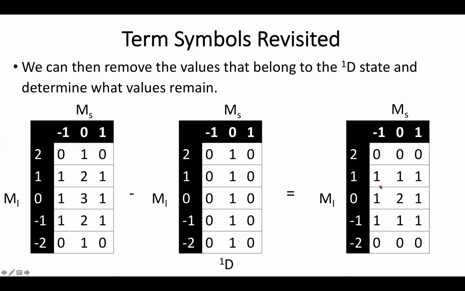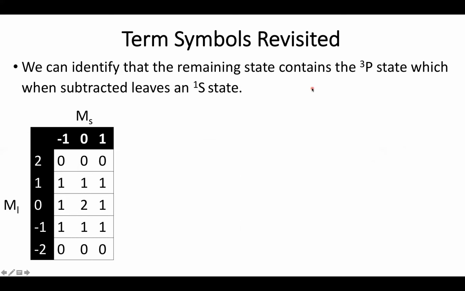So when I do this, I'll find that the maximum m sub L that's left is 1, which means of my remaining term symbol, the largest L value is also going to be 1. But for this term symbol, I can have m sub s values ranging from negative 1 to 1, which means that I've got an L of 1 and an S of 1. Well, this means that my remaining state contains a triplet P, where S is 1 and L is 1.